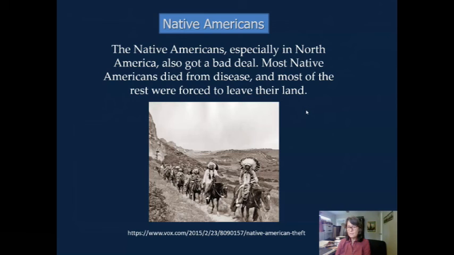This is our land. It's not yours. And so they were forced off their land. So they got a very, very bad deal.